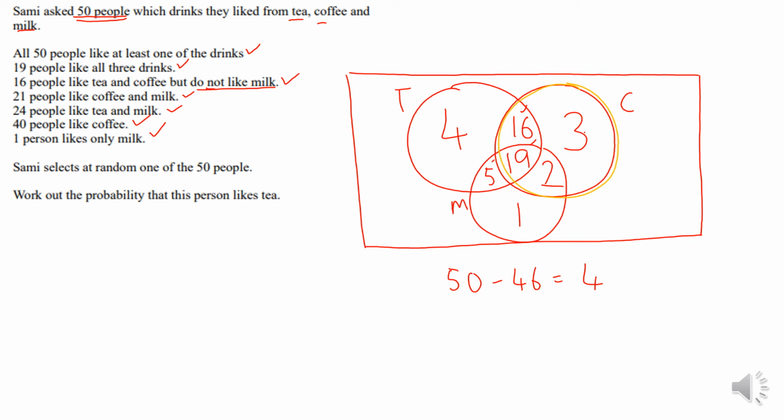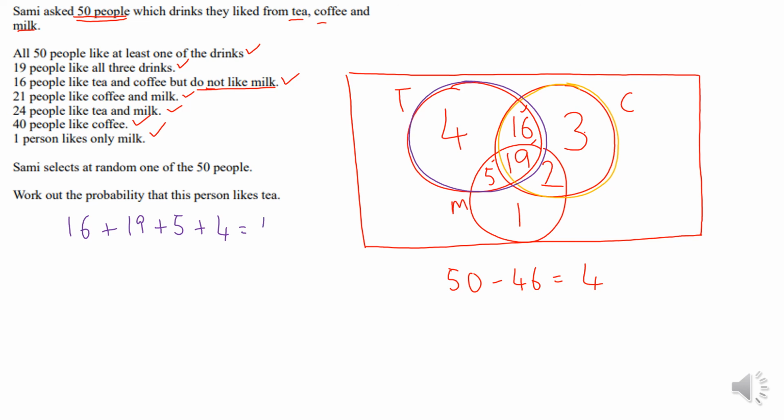The next question it says here Sammy selects at random one of the 50 people. What is the probability that this person likes tea? So we can only go to the T section up here. So the T section is this one up here, so all of these numbers in that section up there. So it's going to be 16, add 19. So for this question you write here 16 plus 19 plus 5 plus 4, and what you would do is just use a calculator just to double check you can get this answer there.